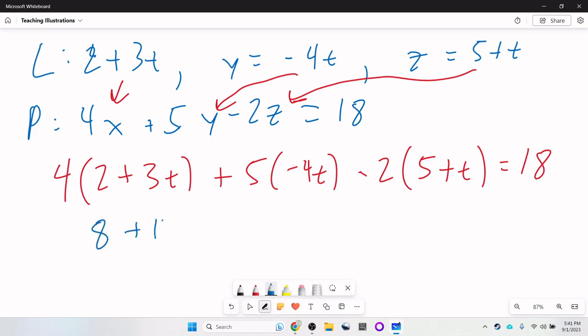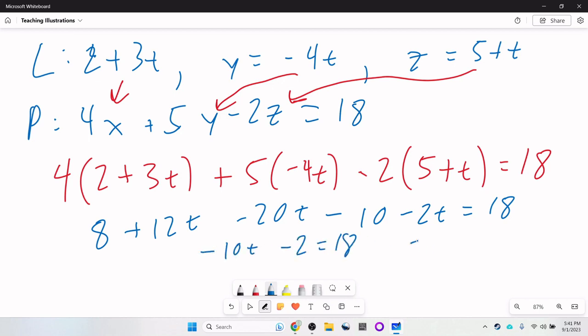So 8 plus 12t minus 20t minus 10 minus 2t equals 18. Let's solve this for t. We'll combine, we'll get negative 10t minus 2 equals 18. So negative 10t equals 20. And therefore t equals negative 2. So that essentially tells us when the line hit the plane. It hit 2 seconds before we started paying attention.